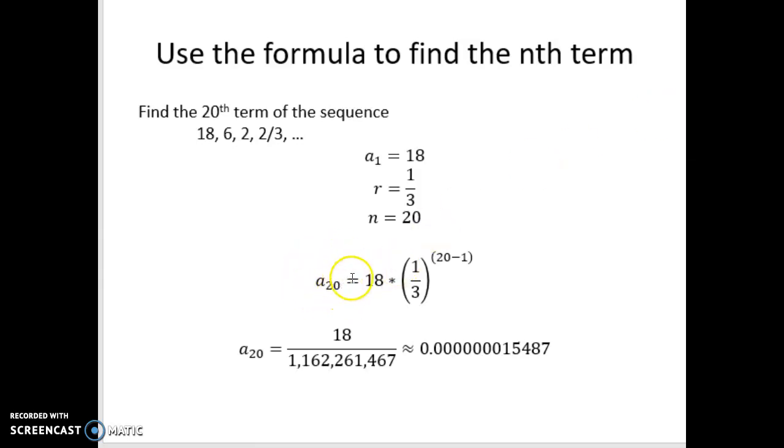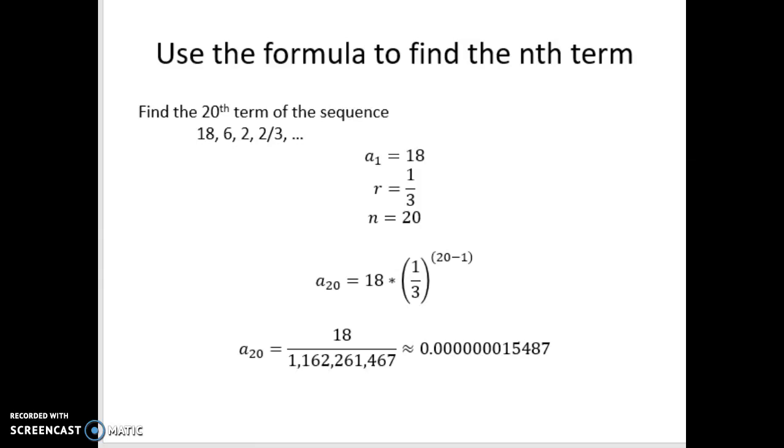a sub 20 equals 18 times 1/3, the entire fraction raised to the 20 minus 1 power. So 20 minus 1 is 19. So we're raising 1/3 to the 19th power. Now, if you're doing this in your calculator, if you type in 1/3, even in fraction form, and raise it to a power, your calculator is going to give you a decimal. And depending on how small that decimal is, your calculator may not be able to turn it back into a fraction, even if you're using a graphing calculator, because it has so many digits and it will round off. Your calculator might also give you something in scientific notation.